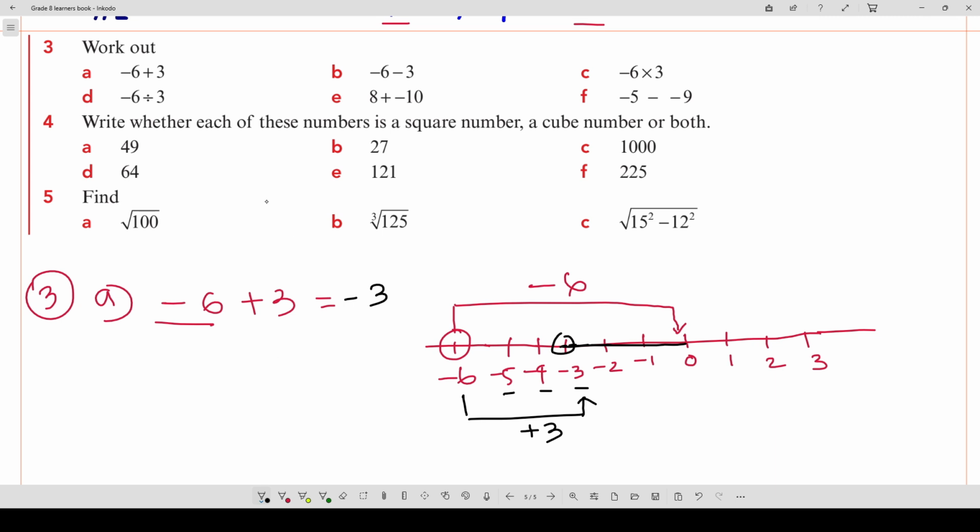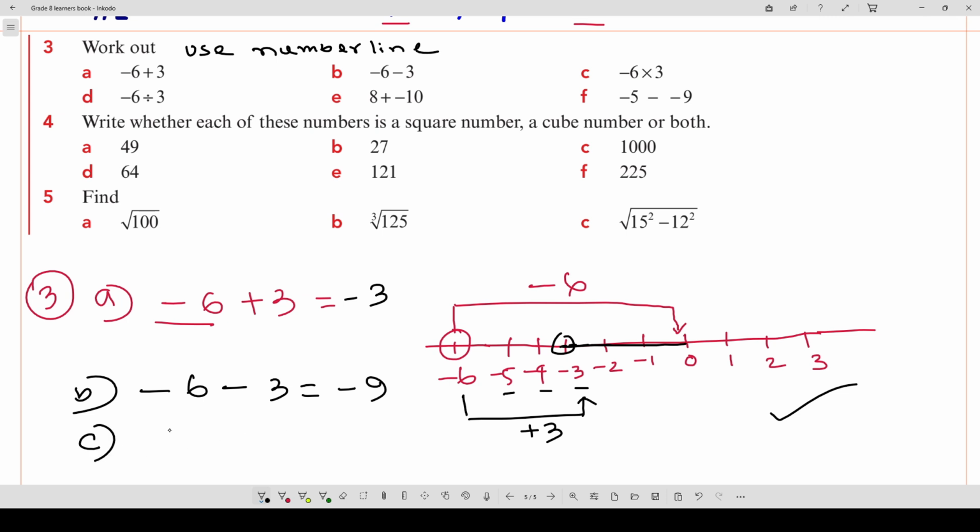If your question mentions using a number line, then you can use this format. Otherwise, no need. Number B, -6 -3. So -6, again we -3, it will be -9. Number C, -6 times 3. So first, this 6 times 3, it will be 18.